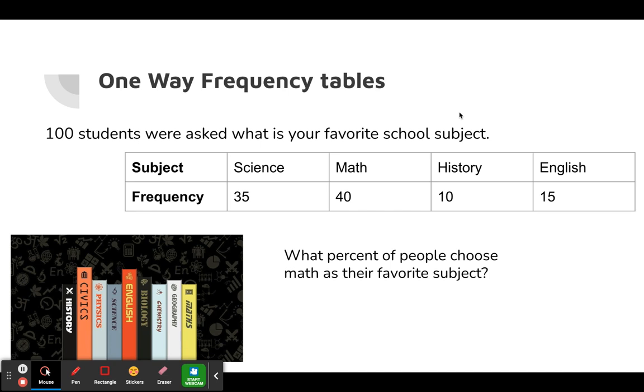Well, let's talk about what a one-way frequency table is. A one-way frequency table is what we've been studying thus far. For example, 100 students were asked, what is your favorite subject in school? 35 people said science was their favorite subject, 40 people said math, 10 said history, 15 said English. And of course, we're experts in answering questions such as what percent of people chose math as their favorite subject.